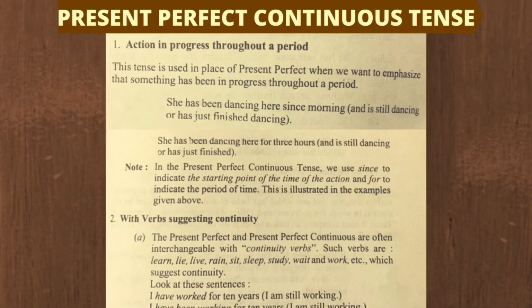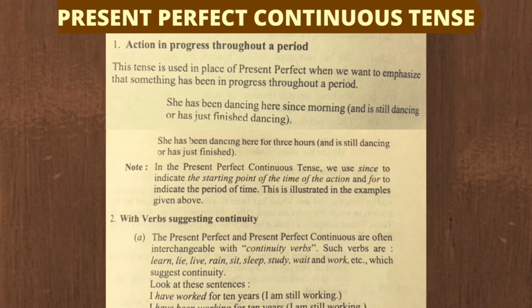Now let's look at present perfect continuous tense. This is the last tense. Let's look at some uses. Point 1. Action in progress throughout a period. Present perfect continuous tense is used in place of present perfect when we want to emphasize that something has been in progress throughout a period.